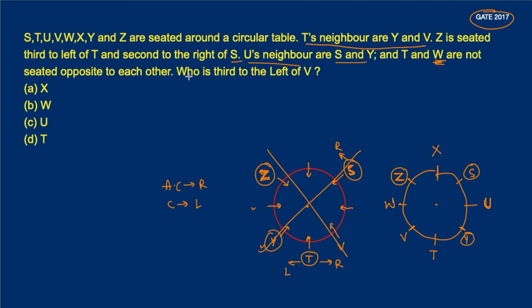Now let's say what they have asked. They're asking who is third to the left of V. So where is your V? So this is our V. And again for left we have to go in clockwise direction and we have to see third to the left of V. So first left, second left and third left. So third to the left of V is X, and that's how you got your answer as option number A.